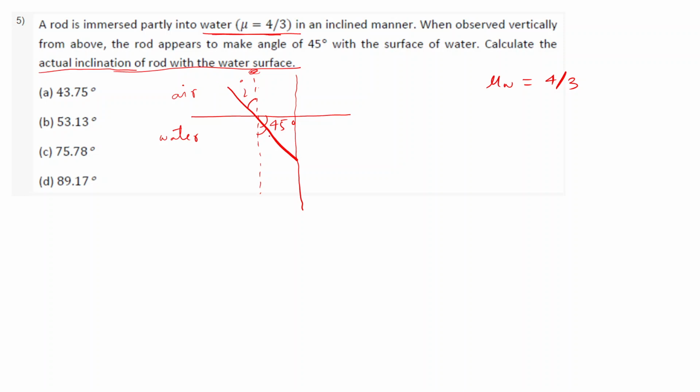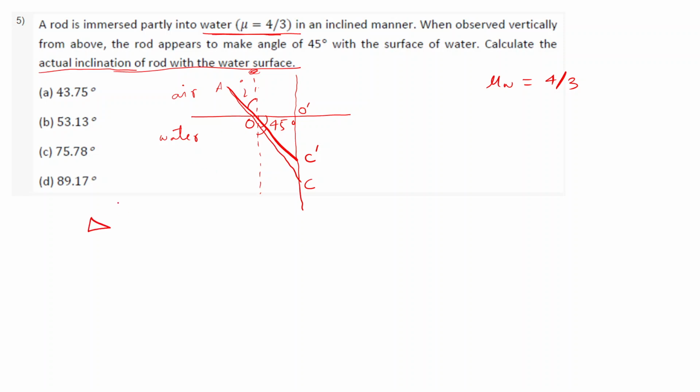And this is the rod, this AC is a rod, and this point C, oh sorry, it appears to be making 45 degrees, but actually it's going somewhere else. This is the actual, and this 45 degrees is what it appears to be making, C prime. Now let's mark this something, O prime and O. Okay.